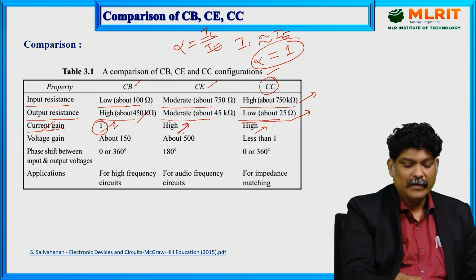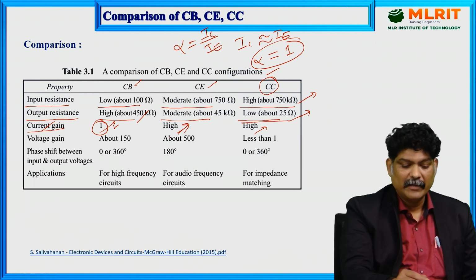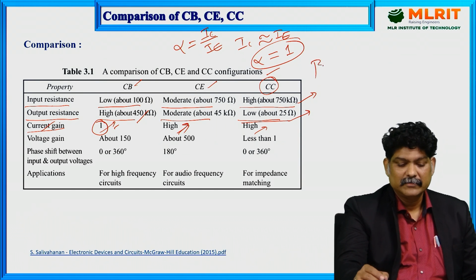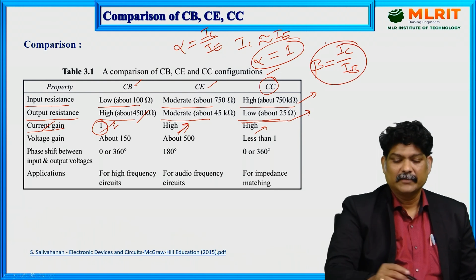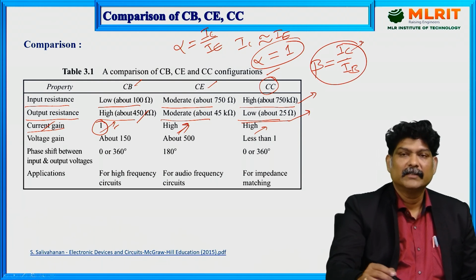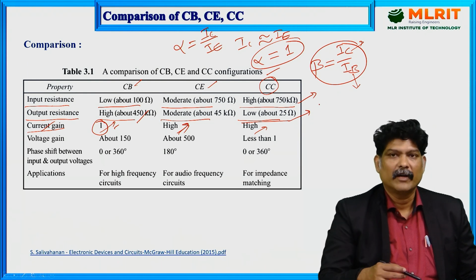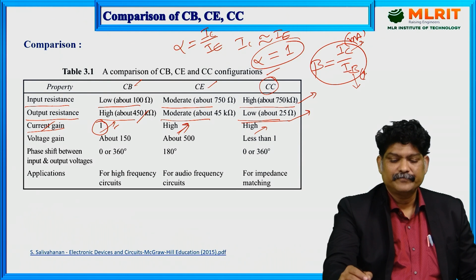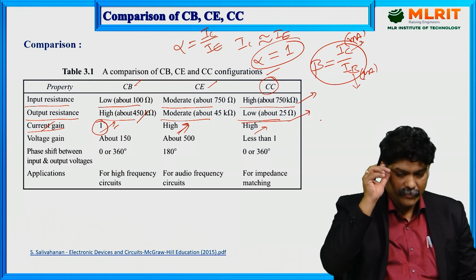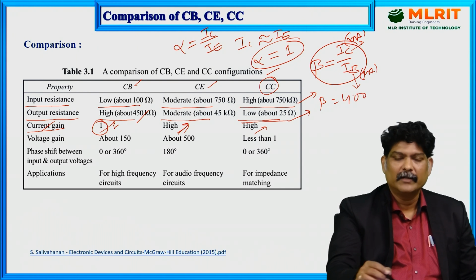For the common emitter configuration, the current gain is beta. Beta is equal to IC by IB. This is a very, very important expression. IC is much more compared to IB. IB is of the order of microamperes and IC is of the order of milliamperes. So IC will be more and IB will be less. Because of this, beta is up to approximately 400.